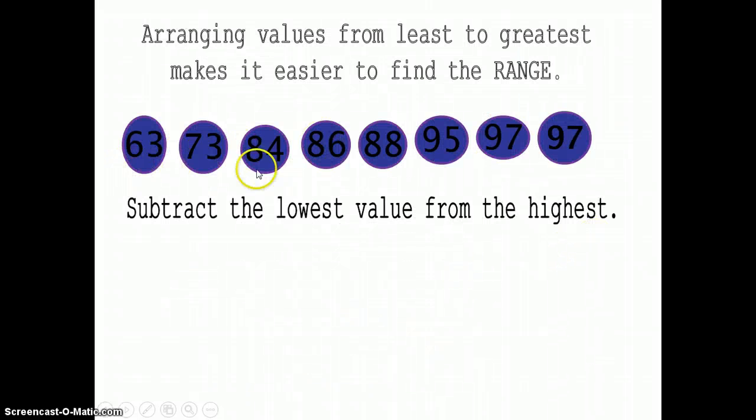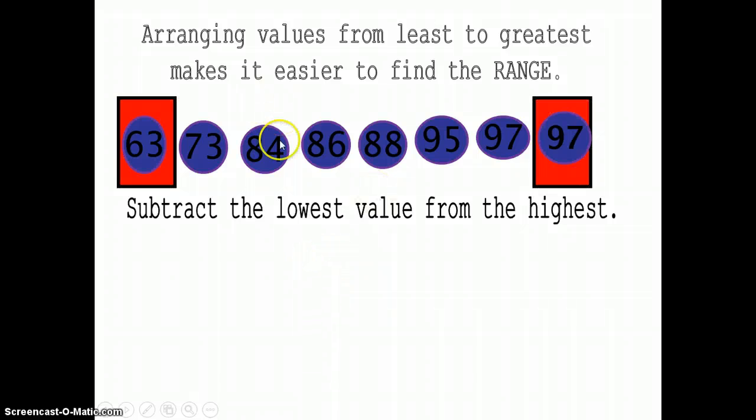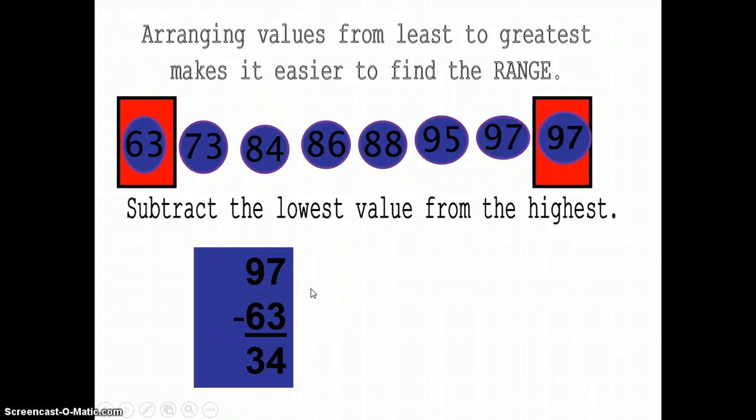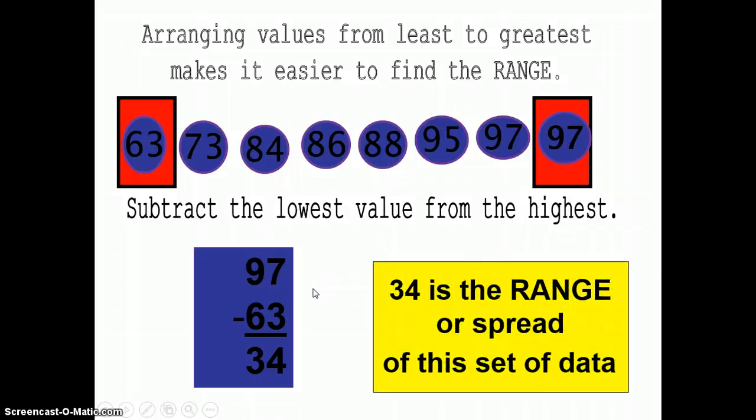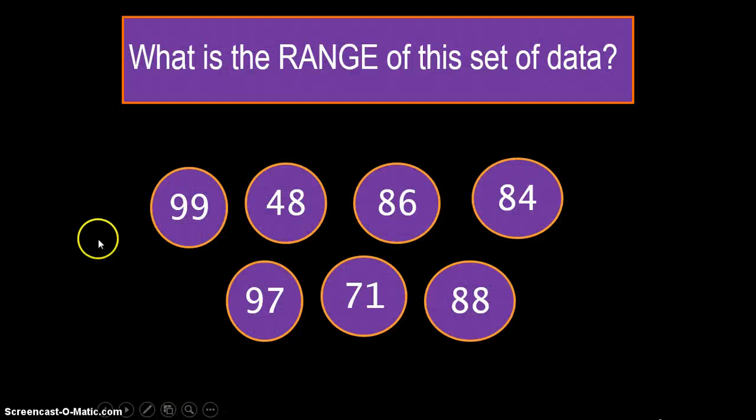So these are already in order. Again, a key idea. And we're going to look at the highest number and subtract the smallest from the highest. So we're going to get 97 minus 63, which is 34. And so my range in this set of data is 34. Highest minus smallest. Largest minus smallest.